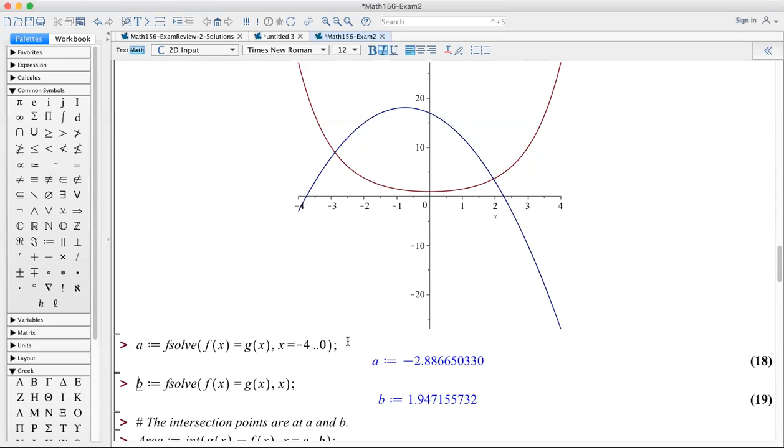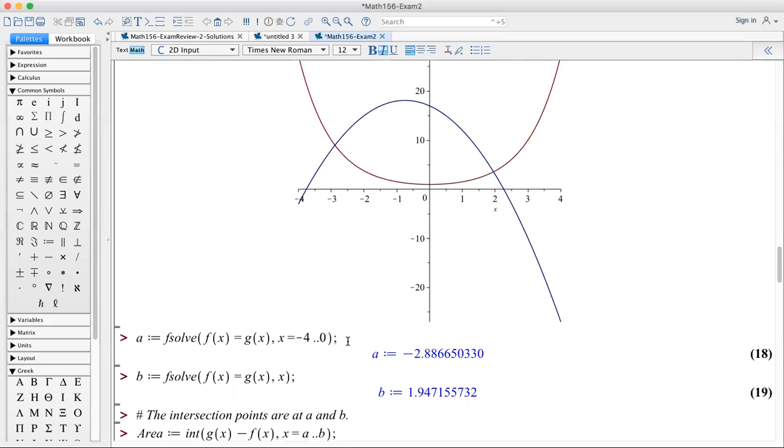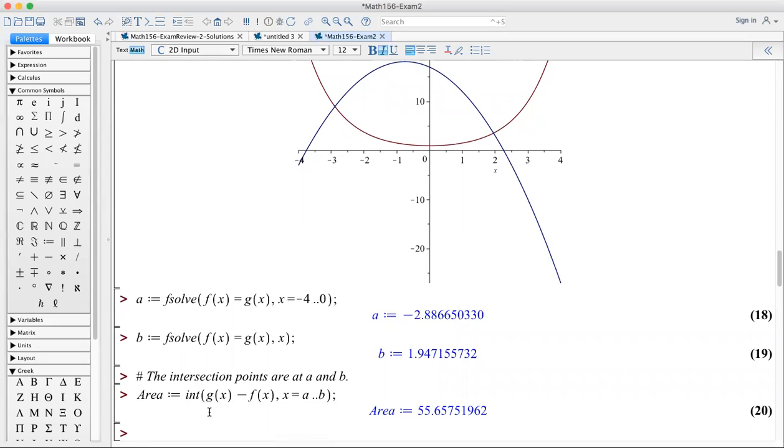And I know from calculus that the area between two curves, if it's simply one curve intersecting another, one above the other, it's the integral of the top minus the bottom. So this is the integral of g of x minus f of x. That's the area, and this is what it's equal to.